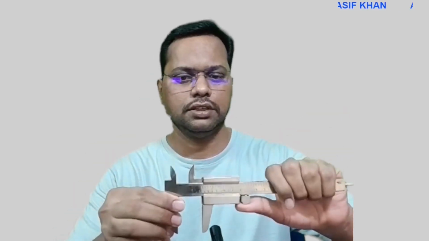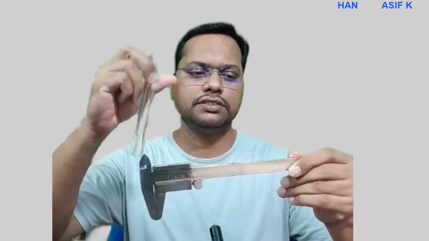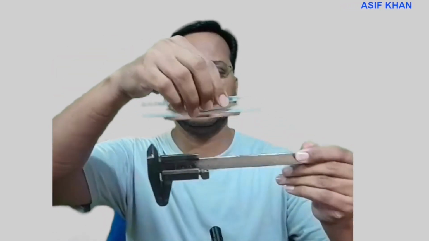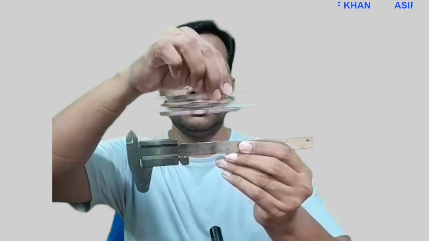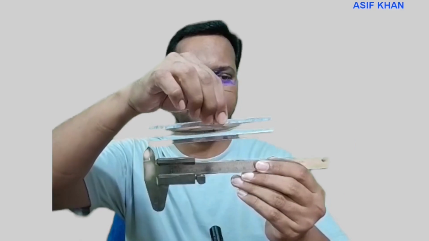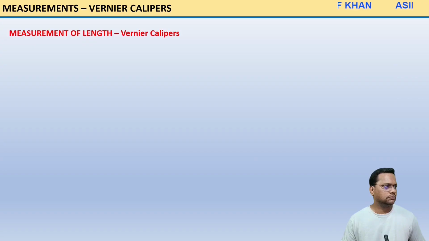This is the Vernier calipers. You can see how it looks. It is also of the same length. If you compare it with the normal scale or 15 centimeter scale, you can compare the sizes of the two scales. It is almost comparable with the size of the normal scale. Now we'll see it part by part.